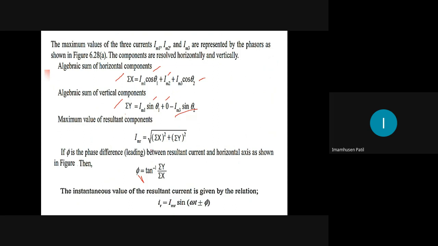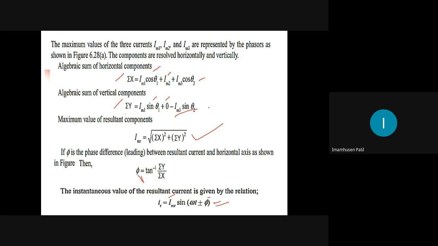Now, in standard form, you can write IR is equal to IMR, the resultant you have found using this equation. This is the magnitude of all the waveforms, IM1, IM2, IM3. The resultant magnitude is IMR, and its phasor angle is sin omega t, plus or minus phi. The phi you got, you substitute here. Now the resultant you can easily draw.